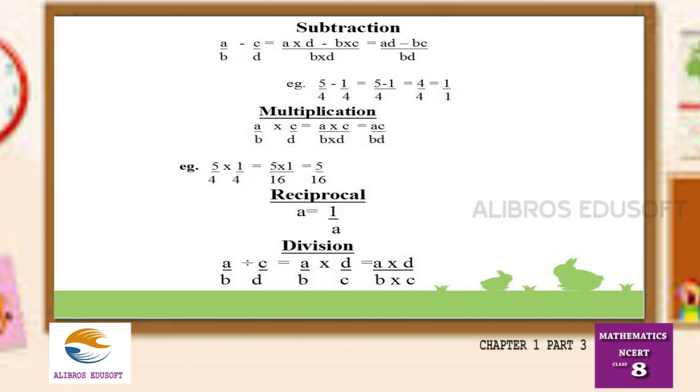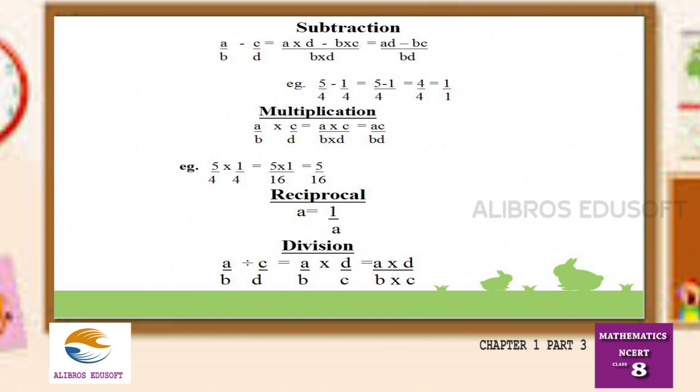Next, subtraction. Subtracting rational numbers. How can it be subtracted? Let us check. A by B minus C by D is equal to A into D minus B into C divided by B into D, that is, AD minus BC by BD. For example, 5 by 4 minus 1 by 4 is equal to 5 minus 1 divided by 4, that is 4 by 4, which is equal to 1 by 1.